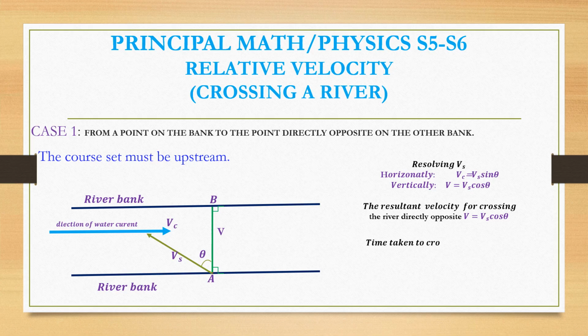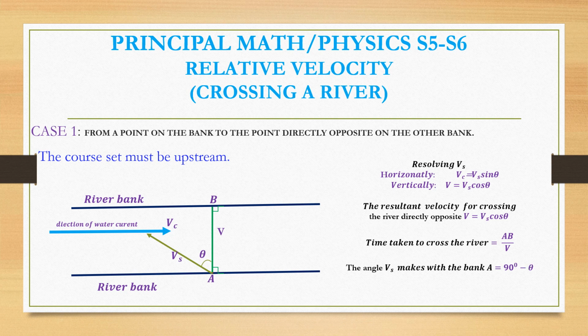So the resultant velocity for crossing the river directly opposite will be equal to Vs cos theta, and then the time taken to cross the river will be the total distance, that's from bank A to bank B, divided by the relative velocity, and that relative velocity we agreed to get from resolving the component of direction of velocity of the boat in still water. And which component is that? We are taking the vertical component, which is Vs cos theta. So when I divide, I get the time taken.